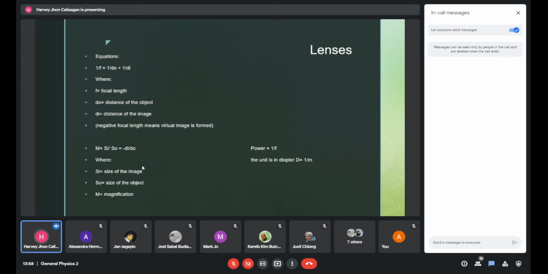Now, the equation for lenses is 1 over f is equal to 1 over do plus 1 over di. So, it's the same thing as our mirror. Negative focal length means a virtual image is formed. Okay? And then for the magnification, we have si over so is equal to negative di over do. Same thing. The magnification will always depend on the size of the image and the object. And this is what I meant earlier about the use of power. It has a unit of diopter, or D is equal to 1 over m. The m here is the focal length. So let's try to find out what that is.